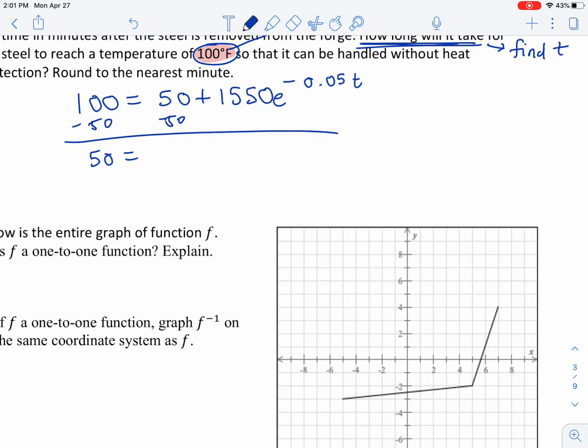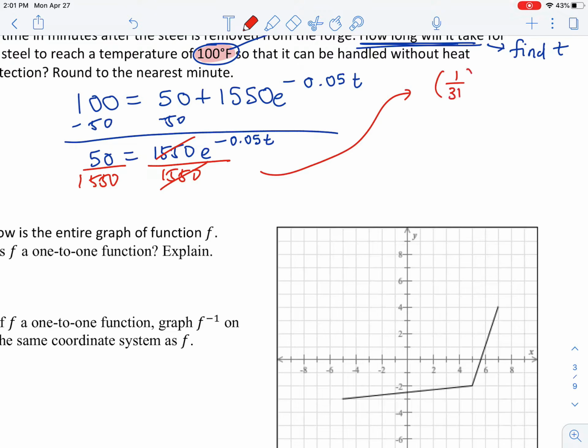You get 50 equals 1550 times e to the negative 0.05 t. Now divide both sides by what? Divide both sides by 1550 to cancel this out. Let me see if 50 divided by 1550 is a nice number. Not really. It gave me a decimal, which I'm going to just go ahead and simplify into a simplified fraction of 1 over 31. And that equals e to the negative 0.05 t. I'm not going to round to anything in the middle of a problem. Until I get my final answer, I'm going to just keep it accurate.